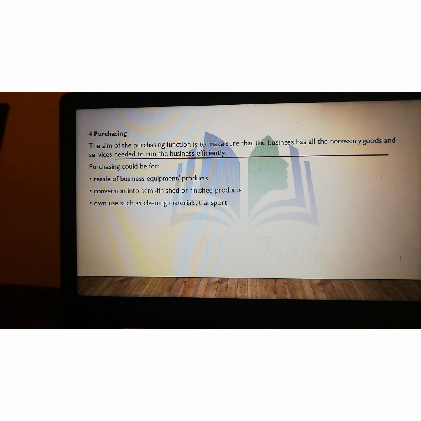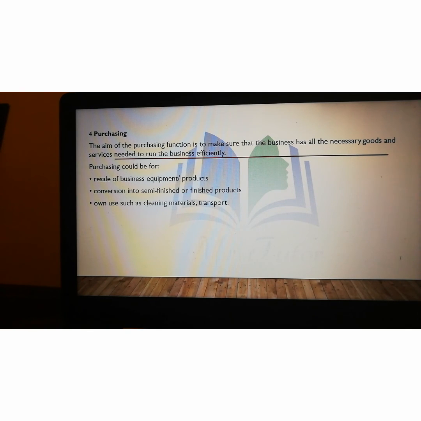Now the last part of purchasing would be for own use, such as cleaning materials or transport. For example, the business would purchase cleaning materials to ensure that the factories that people will be working in are always clean. I mean, no one wants to work in a dirty place. Or they'll buy their own vehicles to transport workers from their place of work to home, and vice versa. That means that their workers are on time.